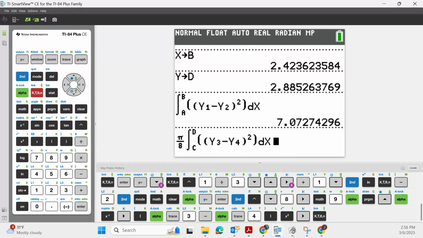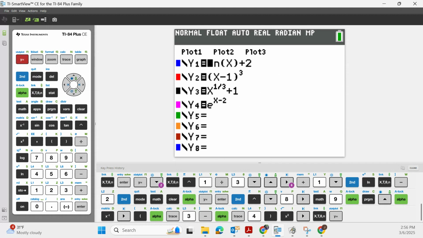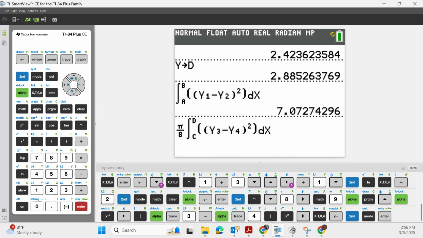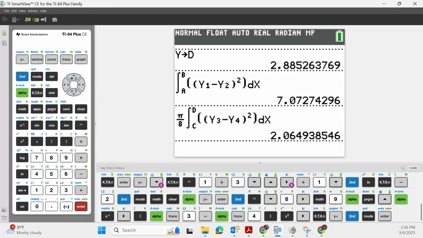And you might be thinking, oh, it's dy. Yeah, it's dy if my input variable is y, but y3 and y4 that I just put in there have input variable x. And so what's going into it is x, so I want to be consistent. And so now when I hit enter, this should give me the volume with the semicircle cross sections, and there it is. It's about 2.065. So if I needed an answer, that's what I would do.